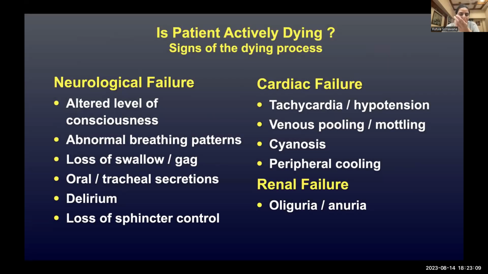So the signs, there are signs of neurological failure. There is altered level of consciousness, abnormal breathing pattern. These are signs of actively dying. All right. So not related to the case, just the signs of the active dying process. There is loss of swallowing or gag reflex. There are a lot of tracheal or oral secretions. Delirium may or may not be present. Loss of sphincter control. Then you have your cardiac failure signs: tachycardia, venous pooling, cyanosis sometimes, peripheral cooling, and renal failure, which is oliguria or anuria.